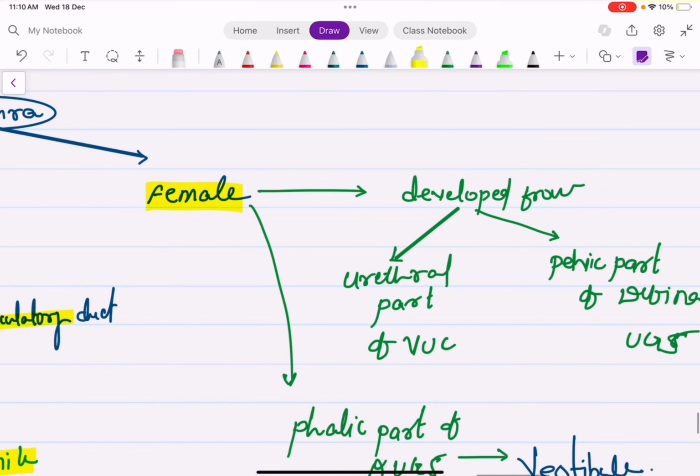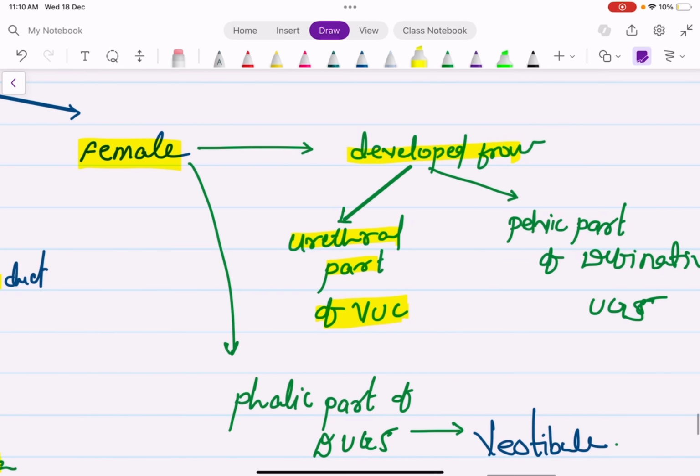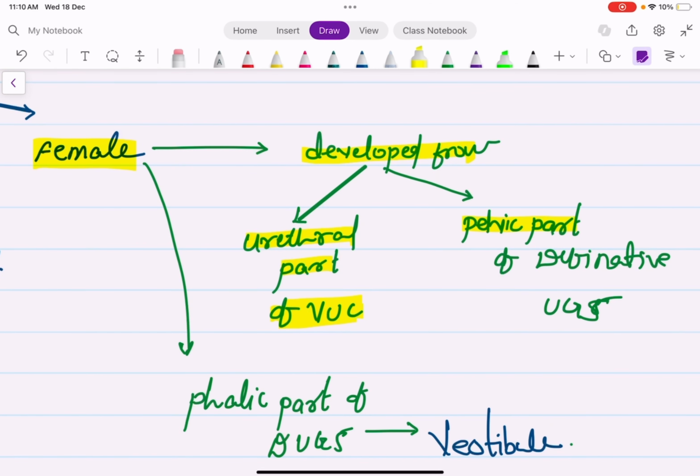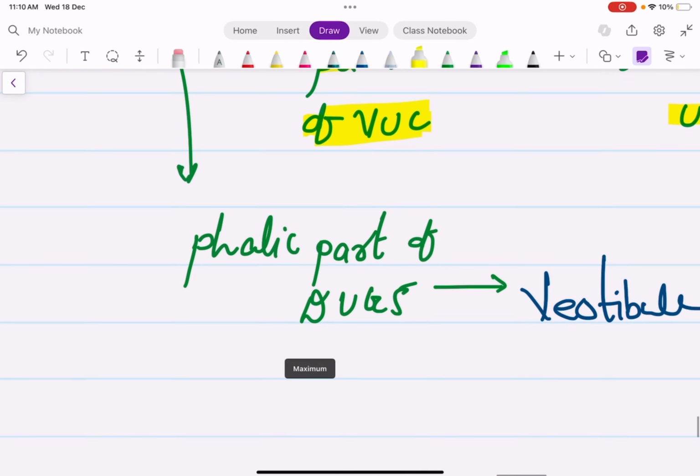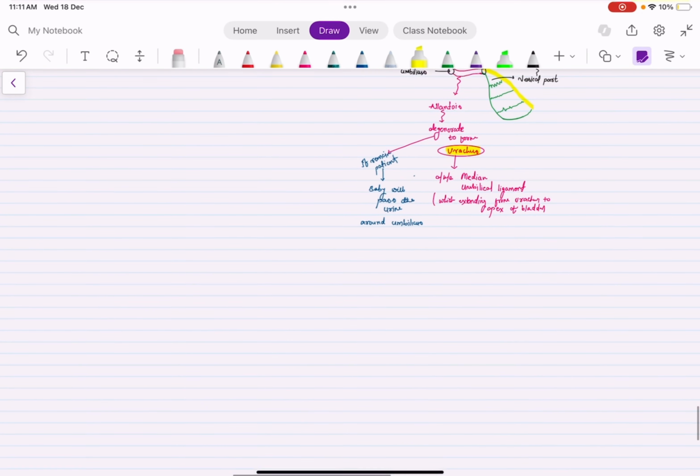Now the female urethra develops from the urethral part of the vesico-urethral canal and the pelvic part of the definitive urogenital sinus. The phallic part of the definitive urogenital sinus forms the vestibule. The urethra gets completed here.